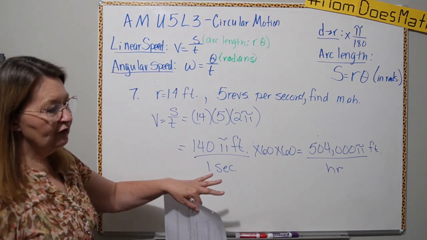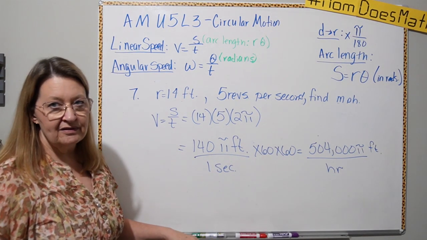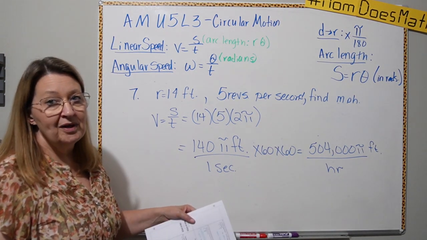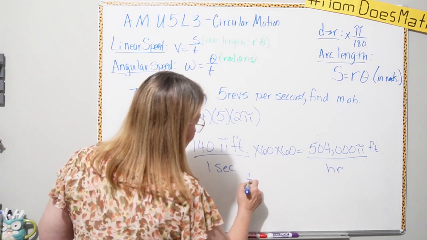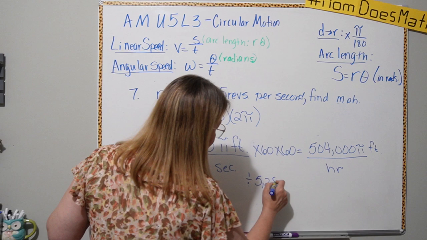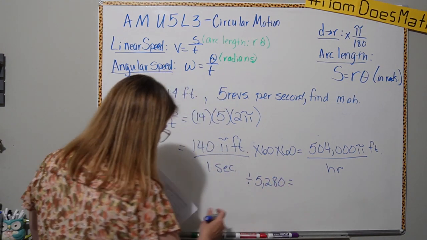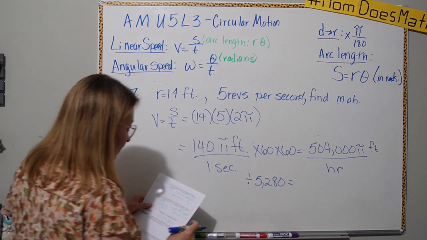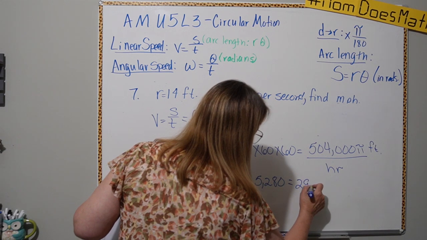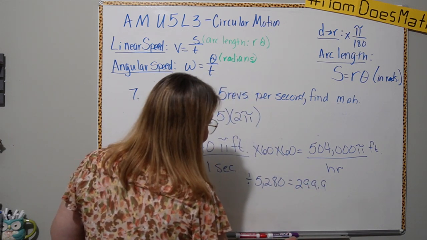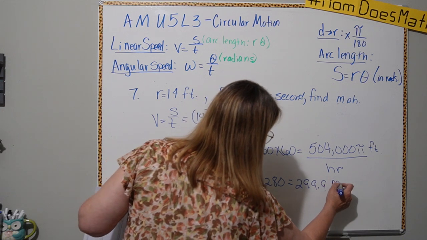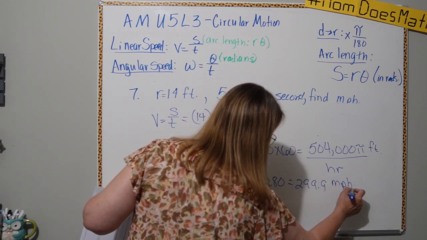Okay, now how do you convert feet to miles? Well, now you divide by however many feet there are in a mile. So we're going to take this number and we're going to divide it by 5,280. And when you put that in your calculator, that's going to tell you approximately 299.9, and this just changed it to miles per hour.